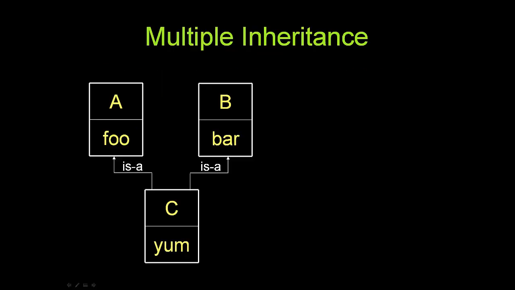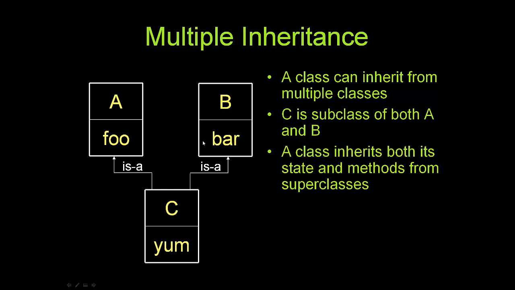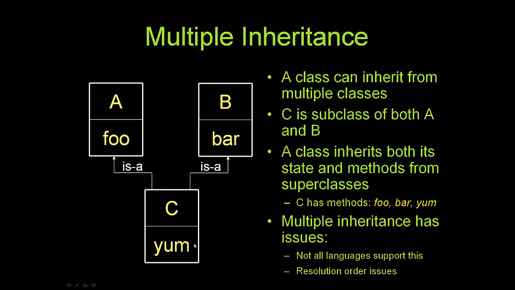It turns out that it's possible for a class to inherit from more than one parent class. So for example, in this case, your C will inherit from both A and B, right? So in other words, C is a subclass of both A and B. Now, here A has foo, B has bar, right? And then when a class inherits from two different superclasses, it will inherit both the state as well as the methods from both classes. So in this case, C has yum, so C has methods foo, bar, and yum.